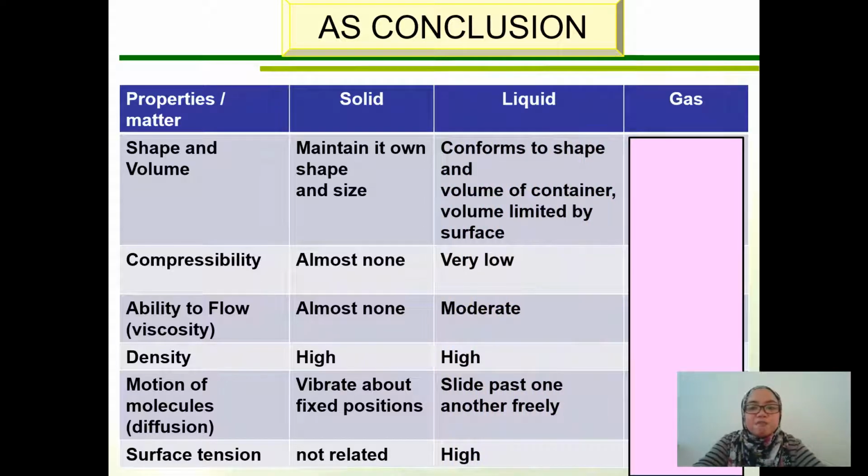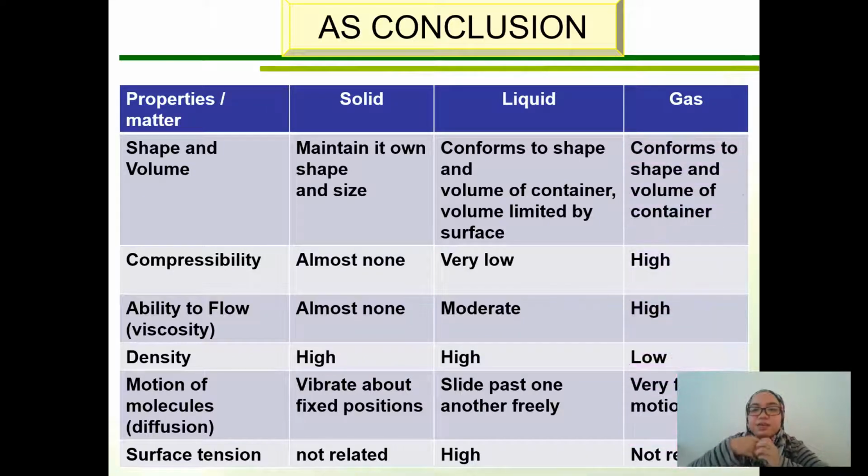So liquids conform to the shape of the container, and the volume is fixed lah. Okay, and the compressibility is very low, and they can flow. They are able to flow moderately, and they have high density as well. The motion of the liquid, they can slide past one another freely, and then liquid has the high surface tension.